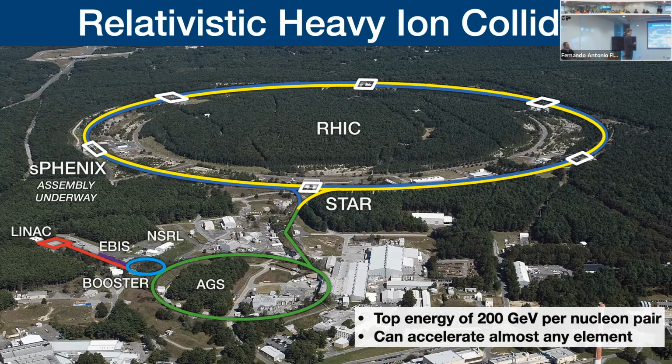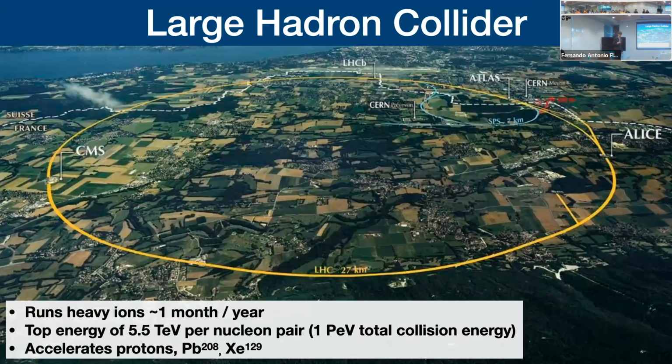There's another accelerator, which is the one that I have worked on for most of my career, which is the Large Hadron Collider. This one is based in Geneva, Switzerland. This one only runs about 1 month out of the year because it also shares time with the high energy physics proton-proton community. So we run for less time. However, it does have a higher energy of around 5.5 TeV per nucleon pair, which if you multiply by the number of nucleons in the nucleus is something like 1 PeV of total collision energy. To give you a sense of scale, this corresponds in SI units to about 0.1 millijoules.